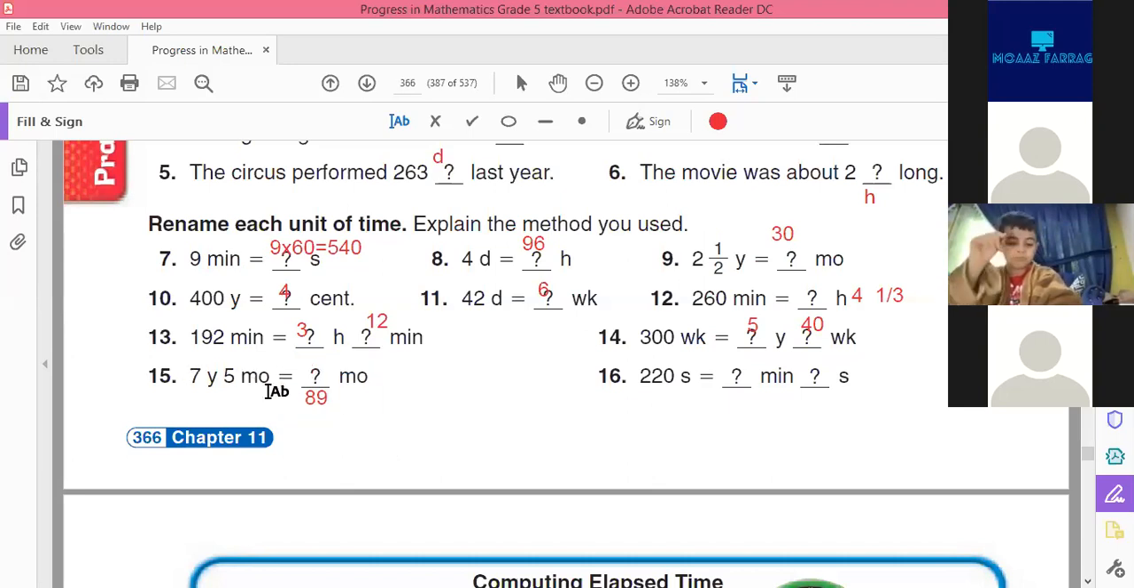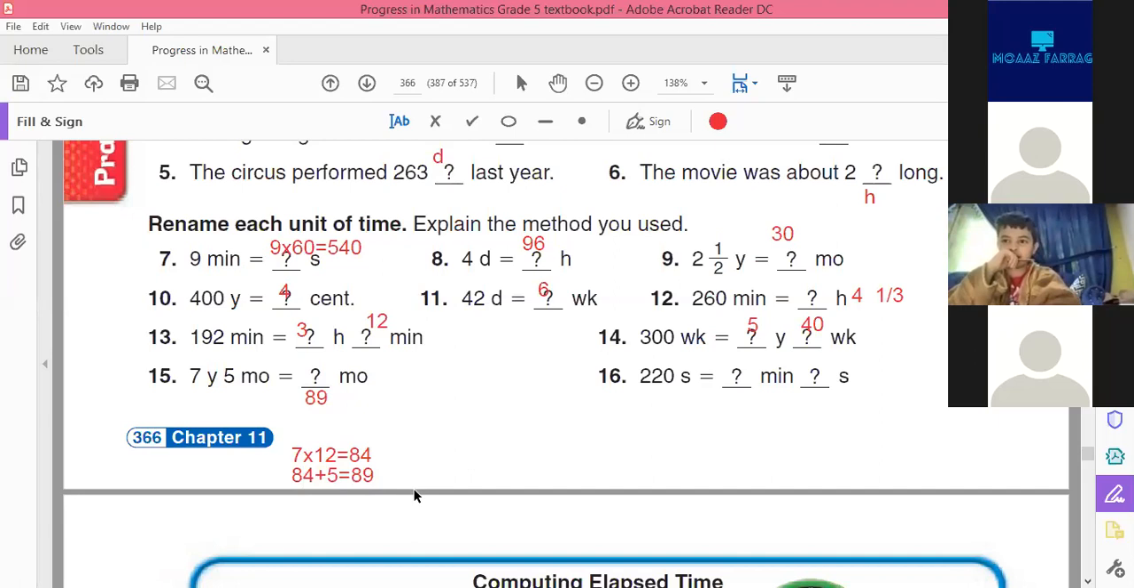Teacher, how 89 months? In 7 years, there are 84 months, like 7 times 12, which equals 84. And then we have 5 more months. So what will you do? 84 plus 5, which equals 89. Okay.